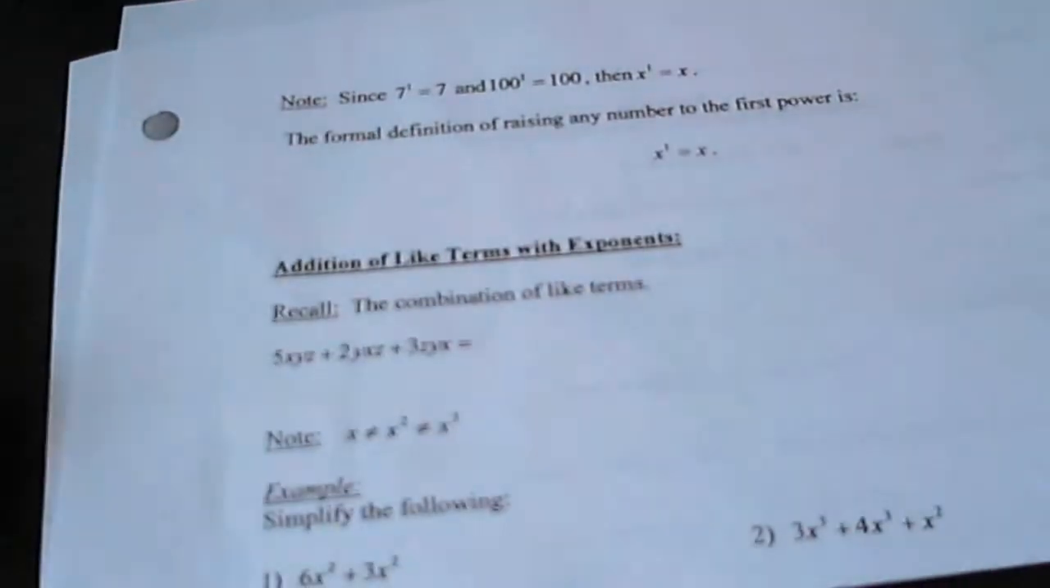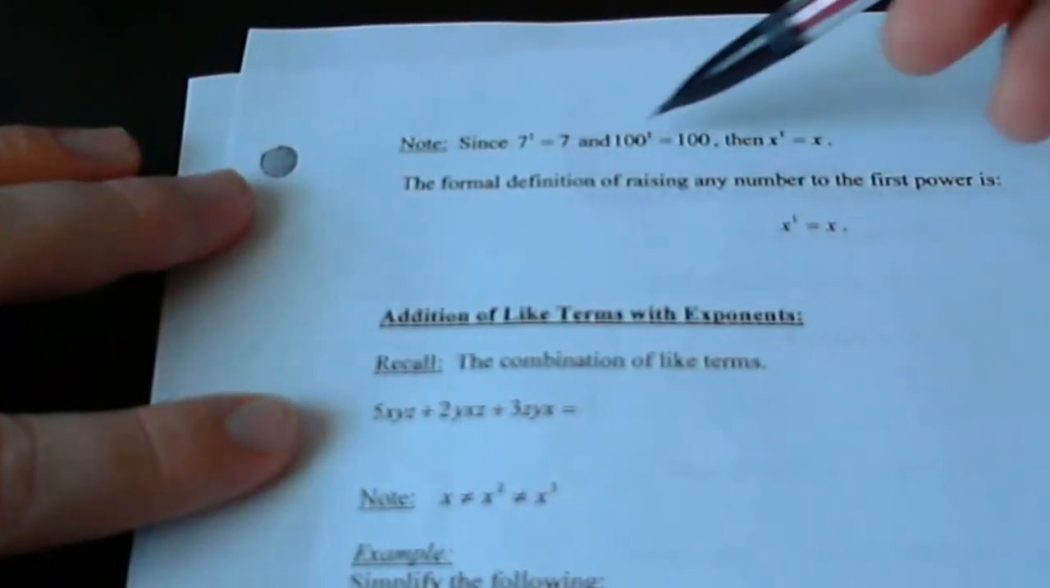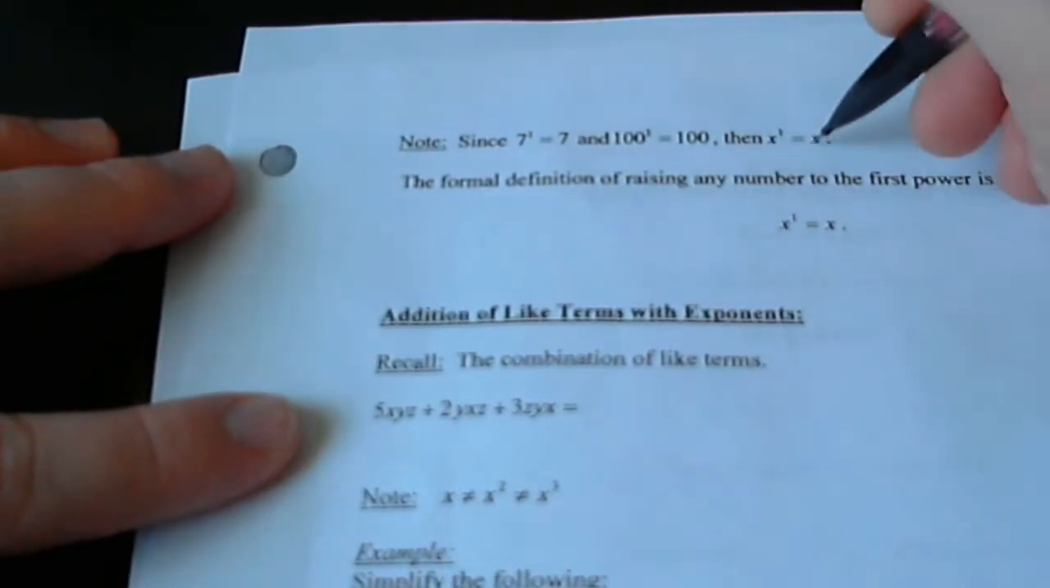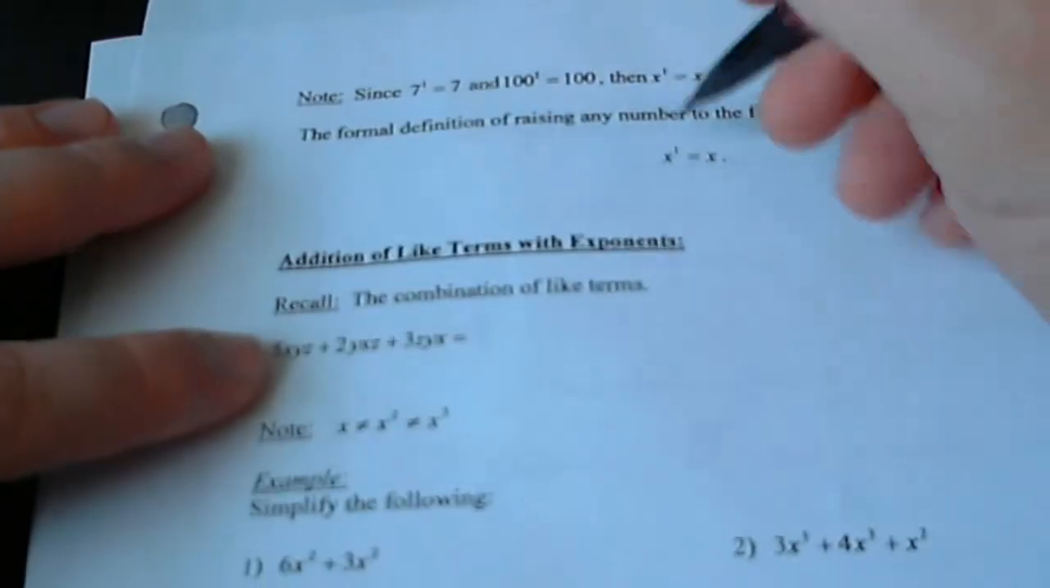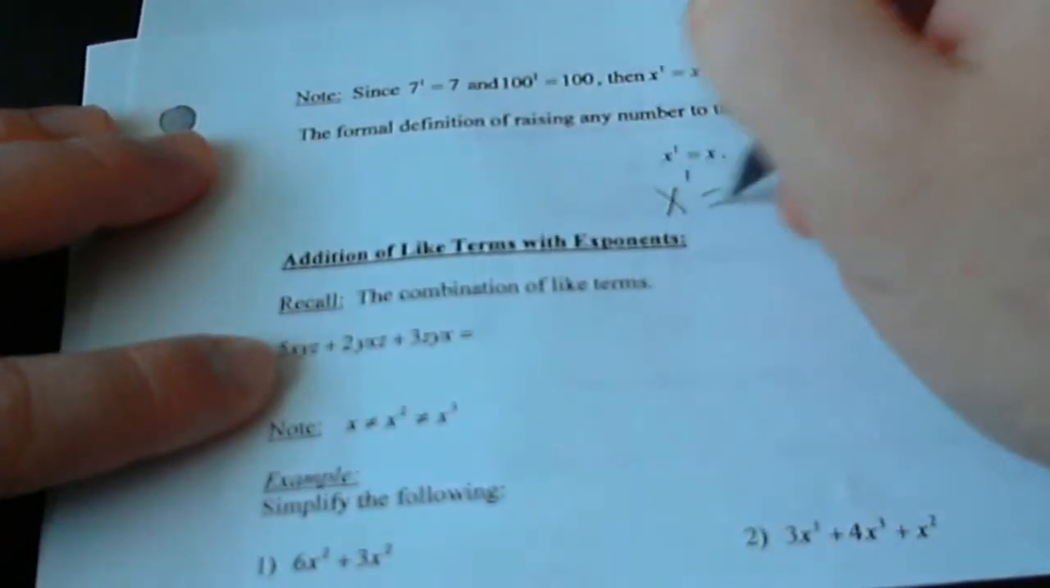Now, let's go to the back and talk about combining like terms with exponents. Remember, 7 to the 1st is just 7, and even 100 to the 1st is just 100. That means any number to the 1st power is just that number. Formal definition of it, raising any number to the 1st power, x to the 1st equals x.